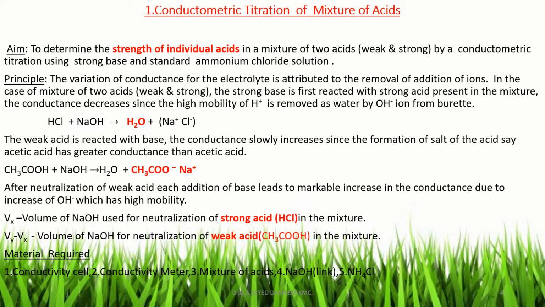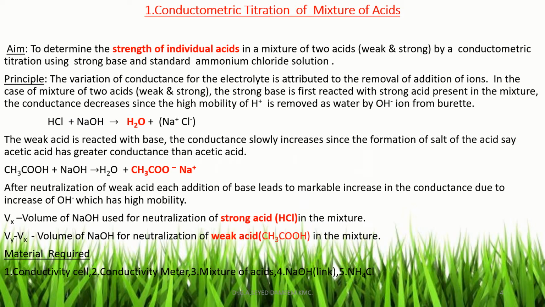In the case of a mixture of two acids, weak acid and strong acid, the strong base first reacts with the strong acid present in the mixture, and the conductance decreases since the high mobility H plus ion is removed as water by OH minus ion, that is added from the burette. That is, HCl reacts with sodium hydroxide and the H plus ion of the strong acid is removed as water. That is why the conductance is decreased up to the end point.